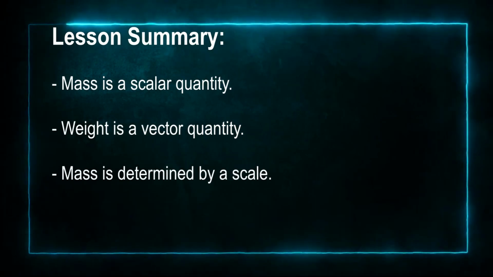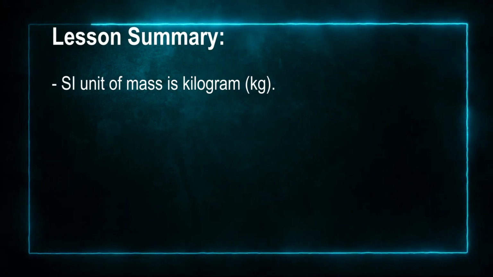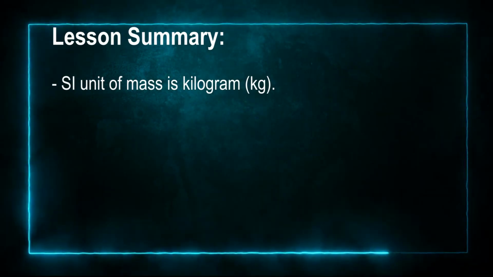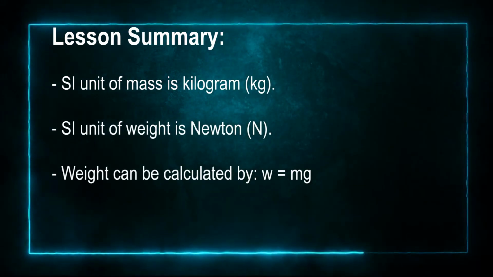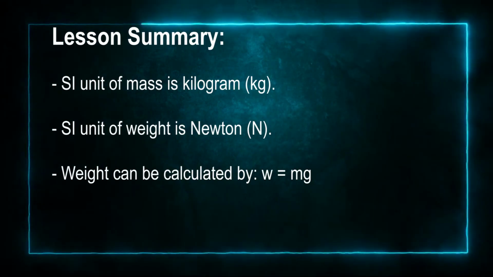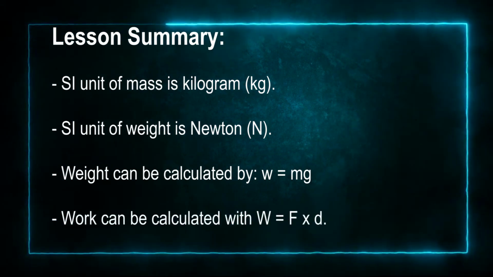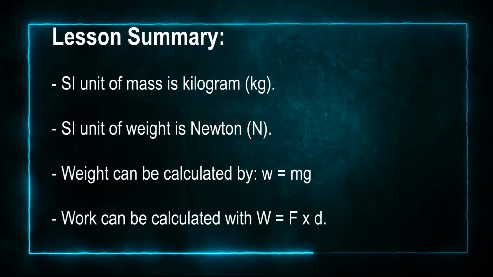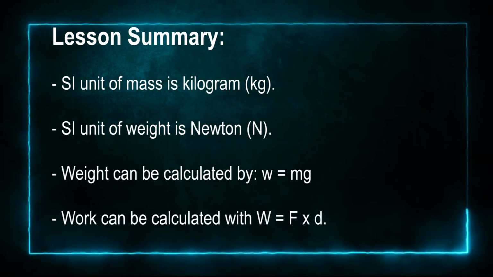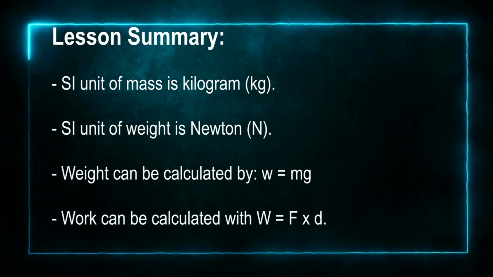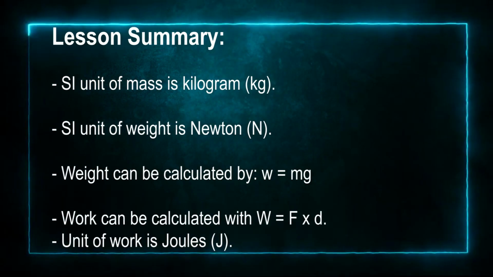Mass can be determined by a scale, while weight is determined by a spring balance. The SI unit of mass is kilogram and that of weight is Newton. The weight of an object is calculated as the mass times the acceleration of gravity. That is W equals mg. For work to be done, a force must be exerted and there must be motion or displacement in the direction of the force. Work can be calculated with W is equal to F times d. The unit of work is joules.